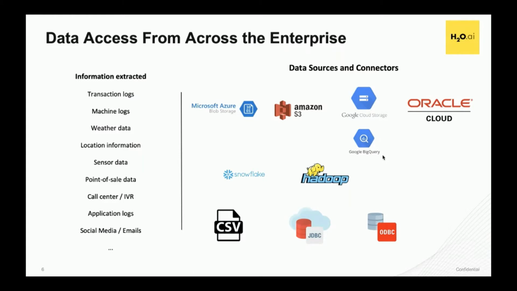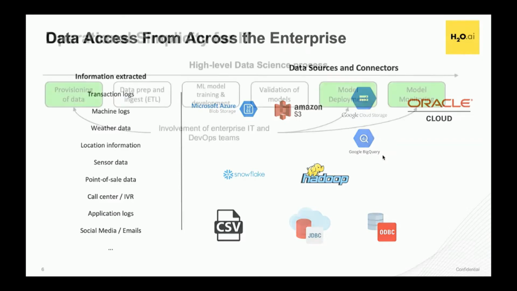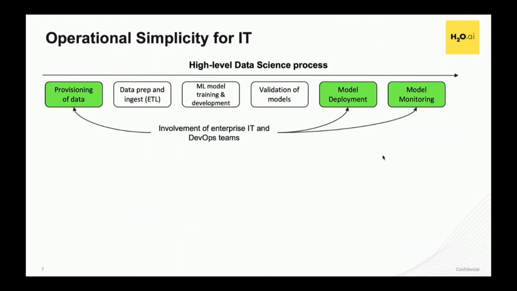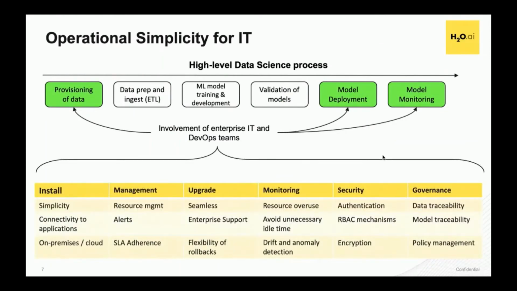All right, so going into the operational simplicity. I spoke about the data science process and involvement of IT in this process. And these are the things in the table at the bottom of the slide that you would have to consider, meaning when it comes to installing new software, it has to be simple, it has to connect to applications, it has to account for on-premises as well as cloud infrastructure, same thing with management. Upgrades have to be managed, they have to be seamless. There has to be enterprise support available for the upgrades in case something goes wrong. Rollbacks.